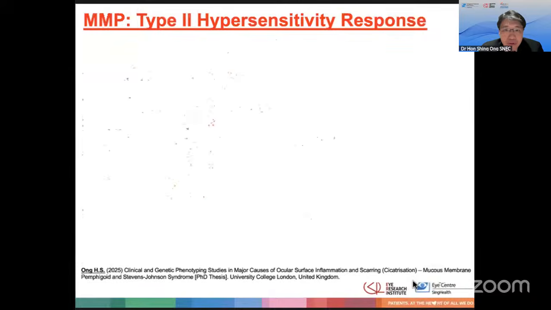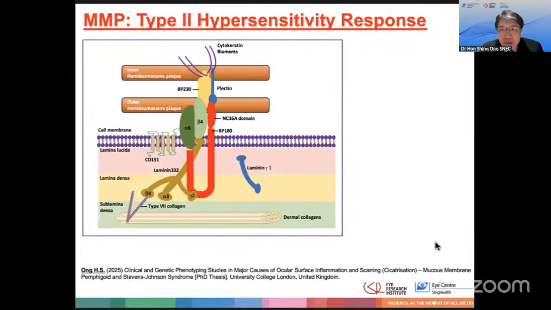So mucous membrane pemphigoid is a chronic autoimmune blistering disorder driven by IgG and sometimes IgA, and it is a type 2 hypersensitivity response where autoantibodies target the basement membrane zone complex of the conjunctival and squamous epithelium. Examples are BP 180, BP 230, laminin 332, the various laminins, alpha 6 beta 4 integrin, and type 7 collagen. And this leads to activation of complement and numerous inflammatory mediators.